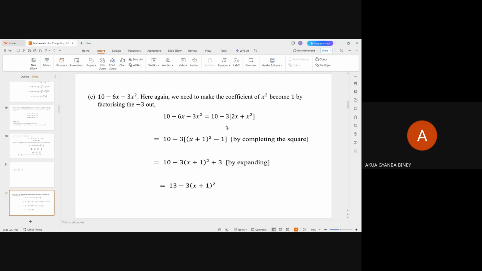Even here, I didn't rewrite it well. So there's the question that was given. Now we look to see that the coefficient of x squared is not 1, so we need to factorize. Even here, he didn't add it to the 10. He did it only for the x's. He did a minus 3, 2x plus x squared. Then inside there, now you have x, complete the square inside just this one.